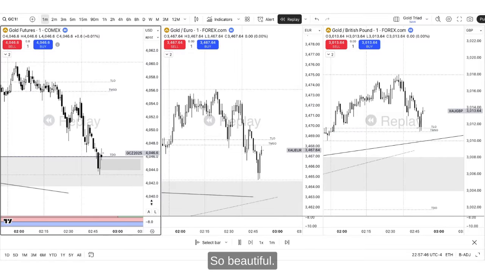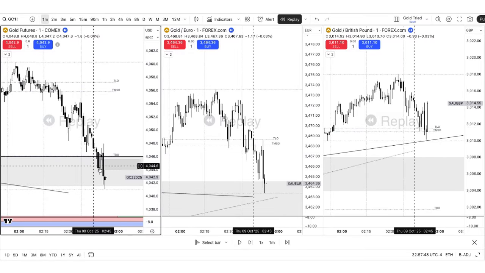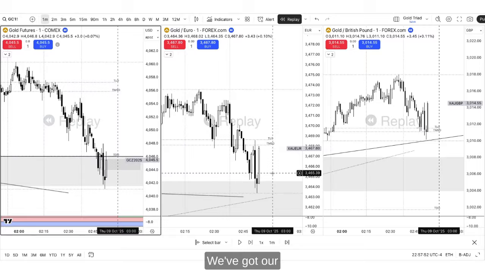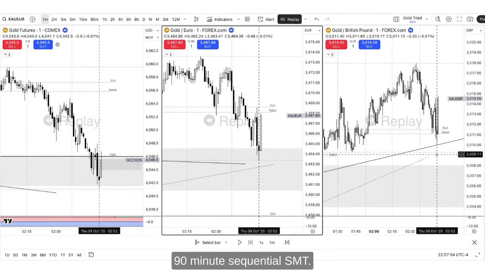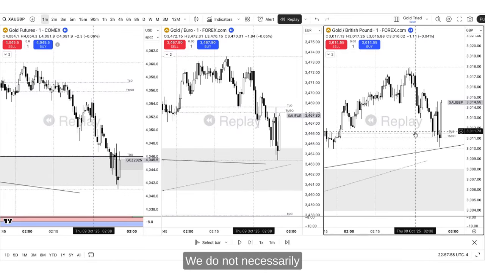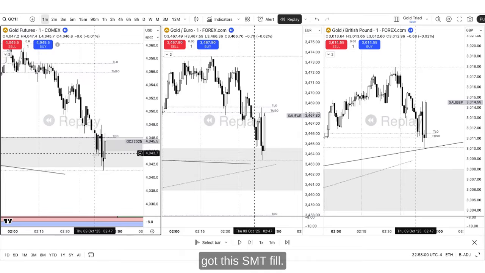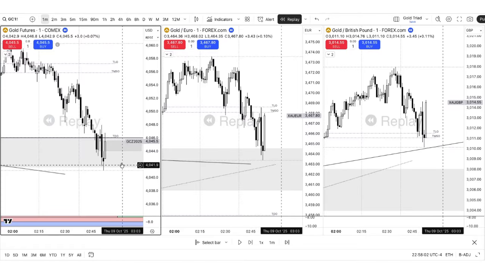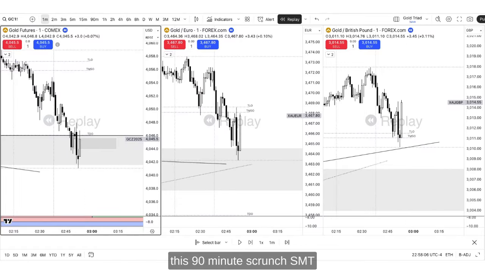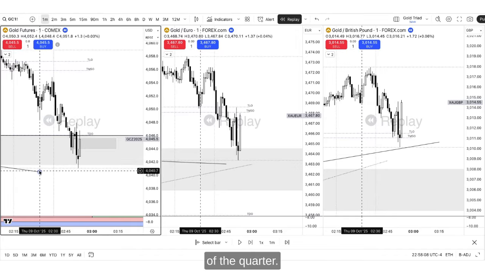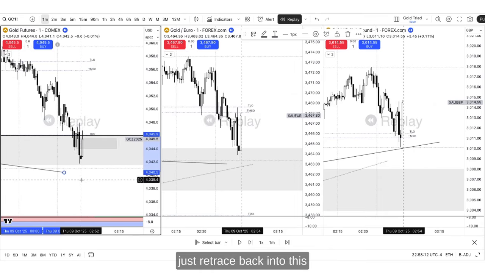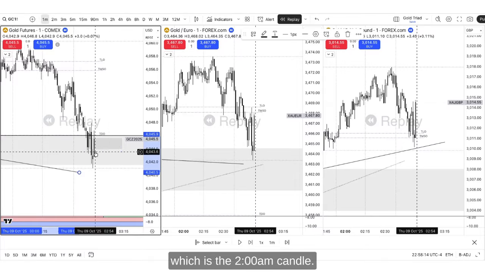Okay, so beautiful. If we can close above this gap, so what do we got? We've got our 90-minute sequential SMT. There is no two-stage sequential SMT, but we do not necessarily need that because we've got this SMT fill. We've got this 1 hour gap supporting us with this 90-minute sequential SMT, and we're coming to the end of the quarter. So it's more likely that we just retrace back into this hourly candle, which is the 2 AM candle.